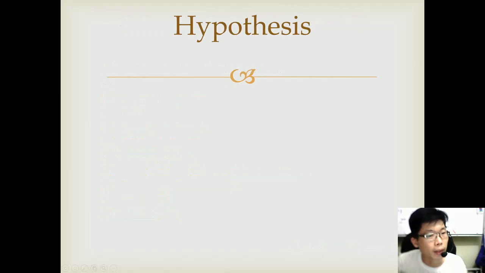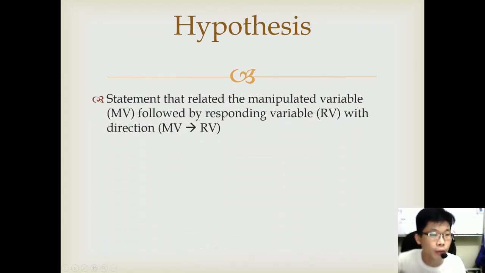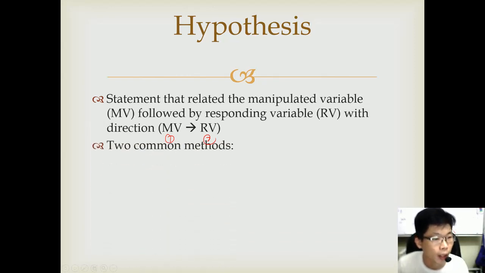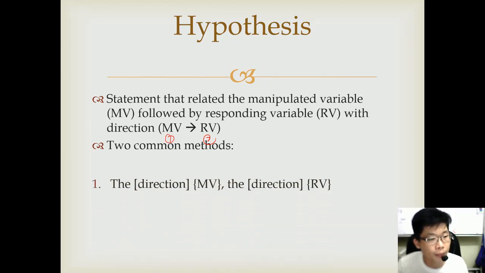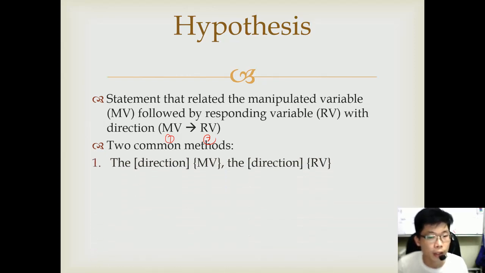Okay, so we come back to hypothesis. Before we go into the questions, let's see a brief introduction to hypothesis. It's a statement that relates the MV and RV with direction. So remember, the sequence must be MV first, followed by RV. So do not reverse the sequence. Okay, so there are two common methods in writing the hypothesis easily. So please remember this. Again, number one, the direction of MV, the direction of RV.